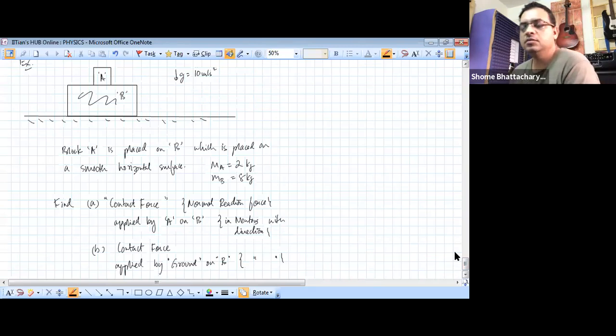The word normal in geometry means what? Perpendicular. So normal reaction का मतलब क्या होता है? Perpendicular to the surface. So whenever a body lies on a surface, there is a perpendicular component of force because of the contact that acts.